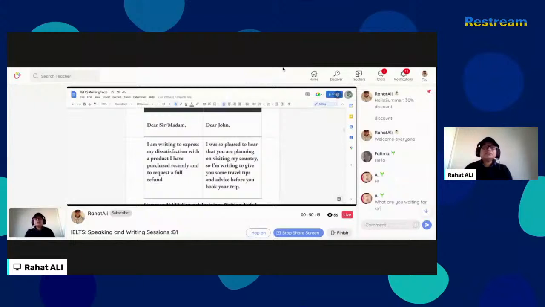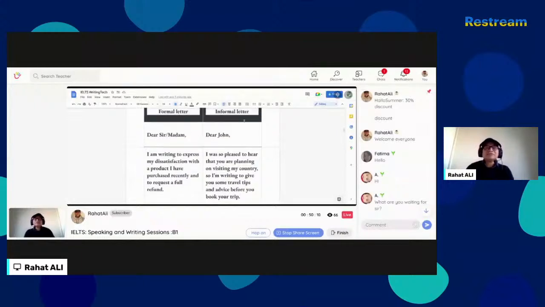And on the other side, which is the informal letter, I have addressed the person by first name, "Dear John. I was so pleased to hear that you're planning on visiting my country. So I'm writing to give you some travel tips and advice before you book your trip." As you can see, there is a clear distinction in the words.